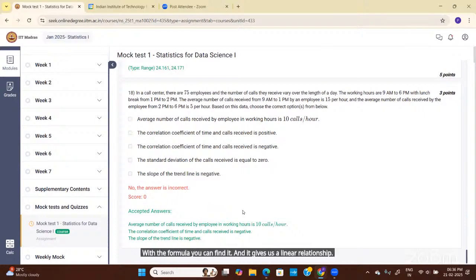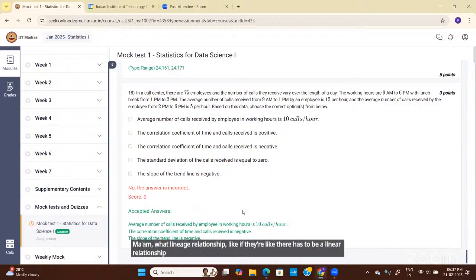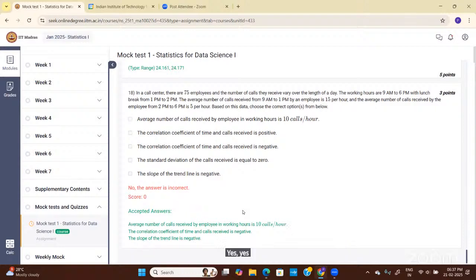Ma'am, the second last option, that SD is equal to 0. Ma'am, is a non-linear relationship acceptable? If there has to be a linear relationship between time and calls, you are saying that, yes. So the correlation coefficient basically defines a linear relationship between time and calls. It is not that kind of a relationship which is constant or which is hyperbolic. Those are not in the syllabus. Okay.